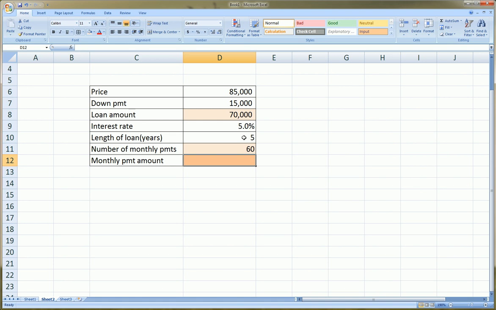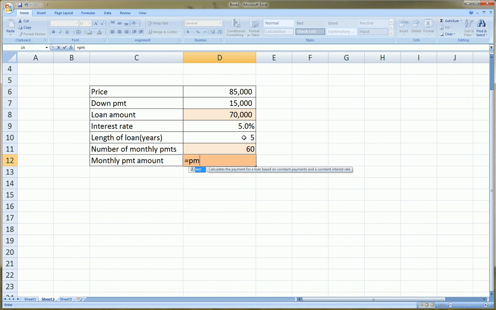So now we've got everything we need to calculate the monthly payment amount, which is really what you're interested in, to see if you can afford to buy this car. The way you do this is using the PMT, or payment function in Excel. So let's start it up.